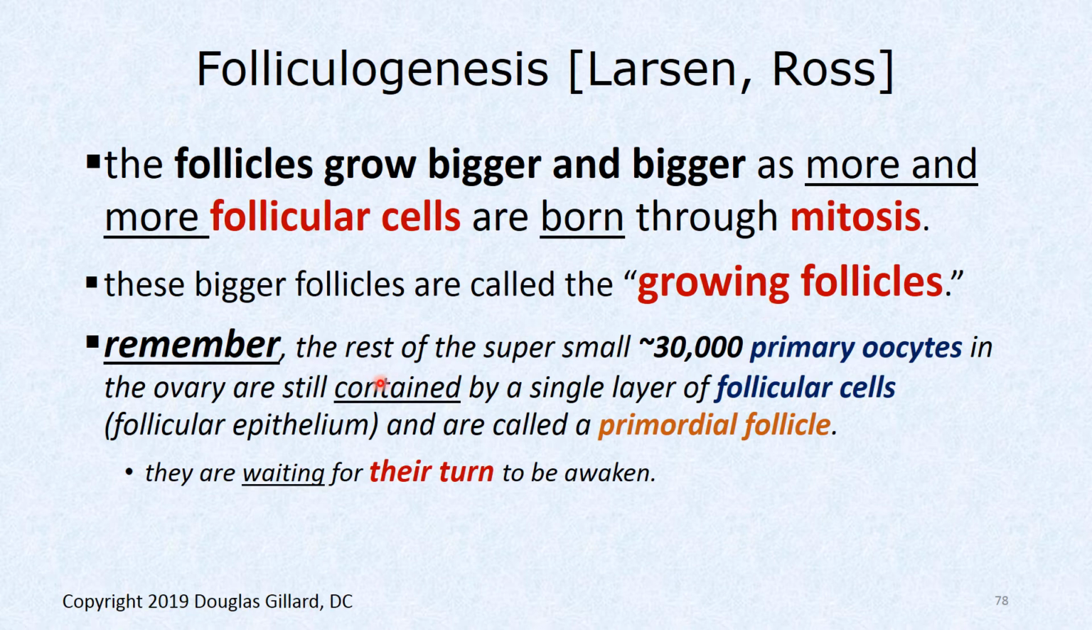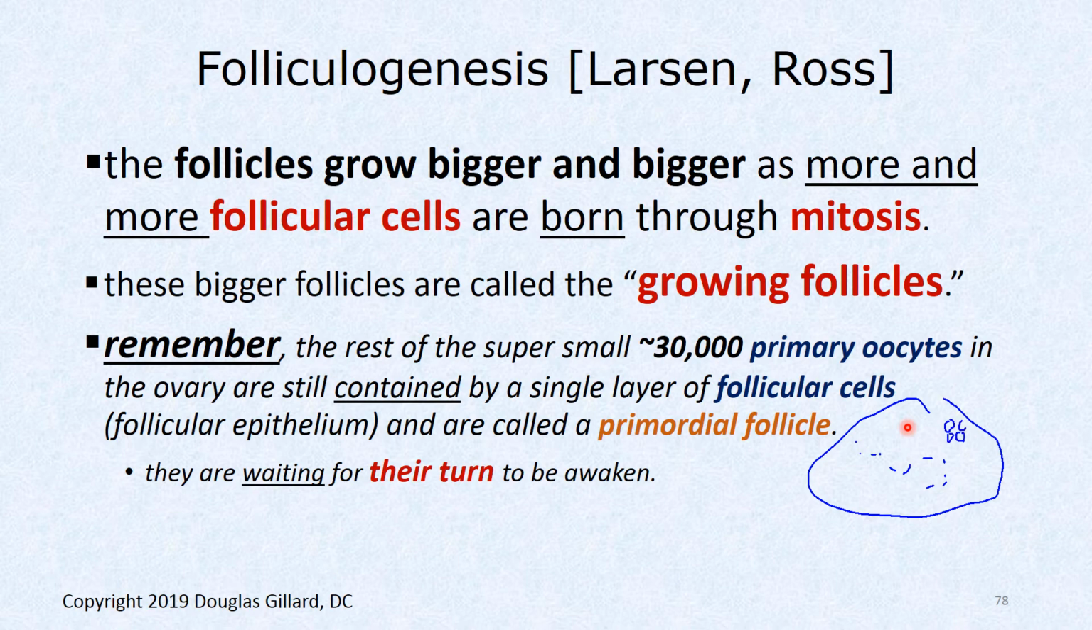And remember, the rest of the 30,000 primary oocytes that are contained by follicular cells in the shape of a primordial follicle, they're not playing the game. They're just watching this lecture. They're sitting in the ovary tissue, just hanging out. There's the ovary. They're hanging out around here, where we've got our follicles starting to get bigger.